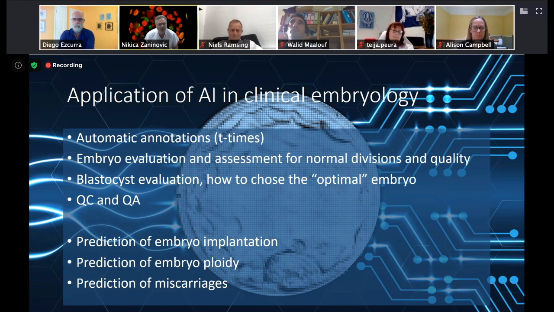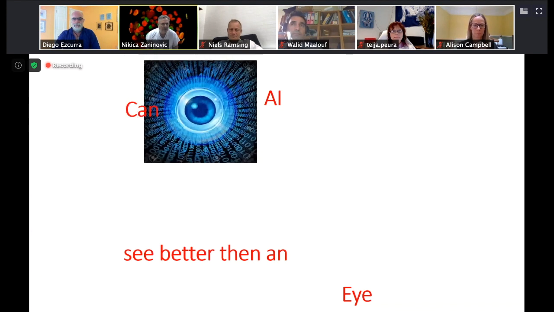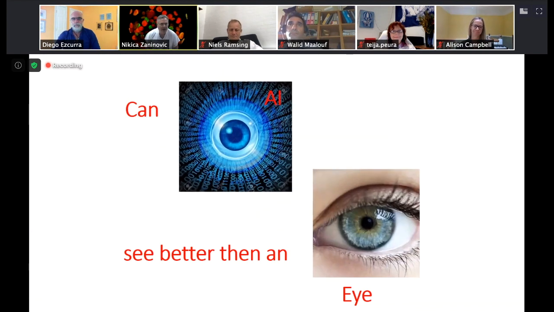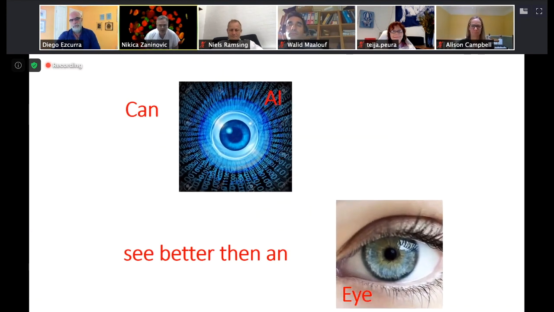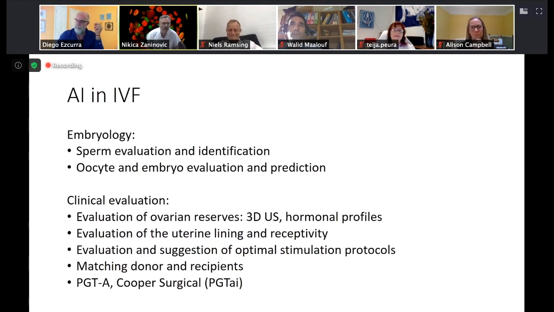Now, we can predict embryo implantation. We can maybe predict embryo ploidy, and maybe we can predict miscarriages. So the question always is, can AI really see better than we do? Because we are using a lot of AI work on the images. So I was saying embryology, we can also expand that to the sperm evaluation and oocyte evaluation.